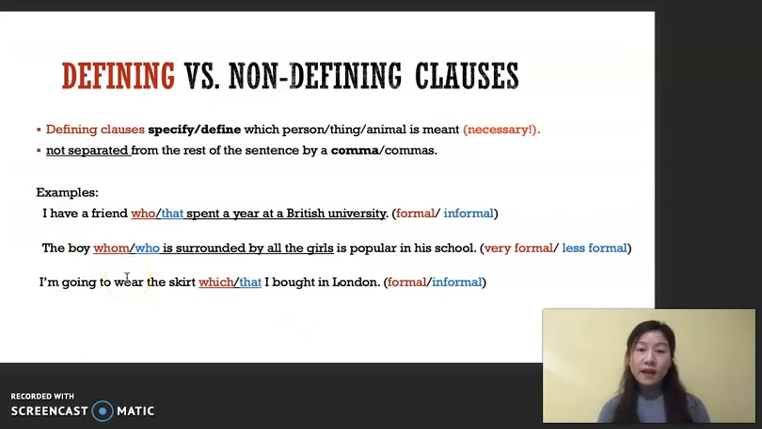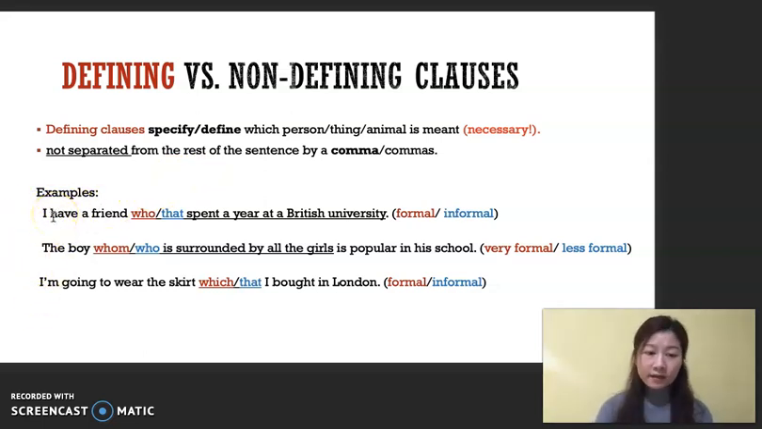Now, coming to defining and non-defining clauses, this is especially important. Some students might be a little confused by the differences, so let's pay attention to this. Defining clauses contain necessary information that cannot be omitted. This is a clause that you cannot take out. It specifies or defines a person, thing, or animal that you're talking about. No comma is used to separate this clause from the rest of the sentence.